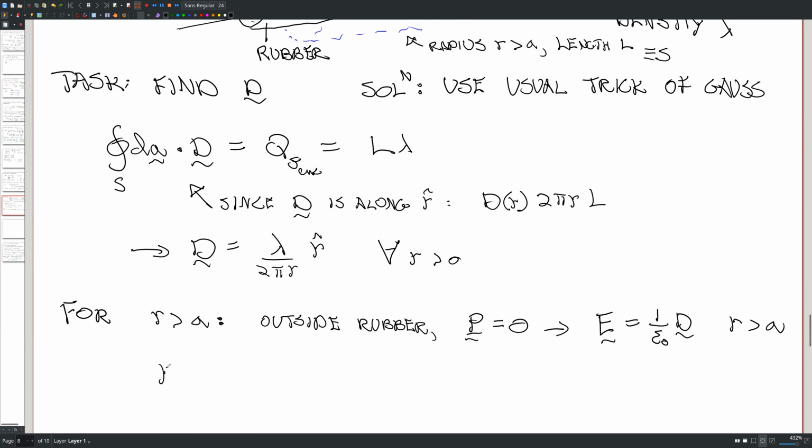If R is less than A, you don't know P, and therefore you don't know E. But D, well, if you're like me, you're very happy. Okay? You know D, but you don't know either P or E. But still, that's something. Okay?